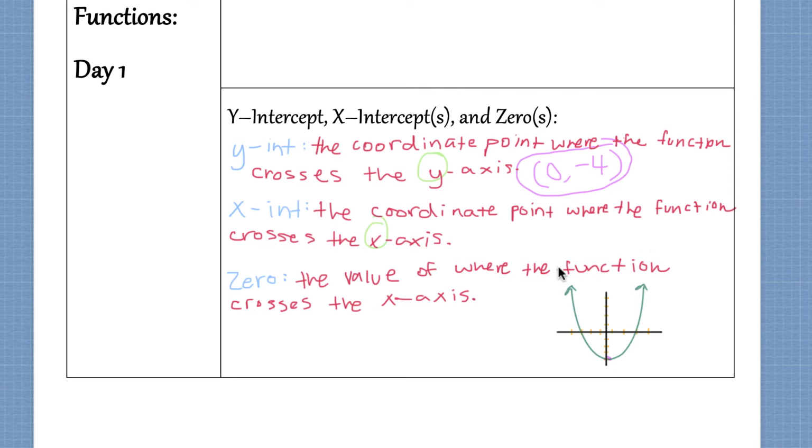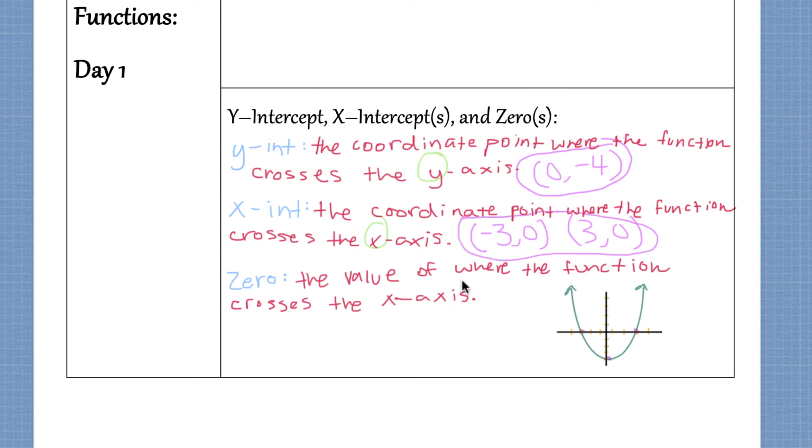Next we have our X-intercept where the function crosses the x-axis. And you can see that the function crosses the x-axis in actually 2 places, right here and right here. So we're going to want to find the coordinate point on the graph for those 2 points, which would be (-3, 0) for this one right here, and (3, 0) for this one right here. And so those two would be our x-intercepts.